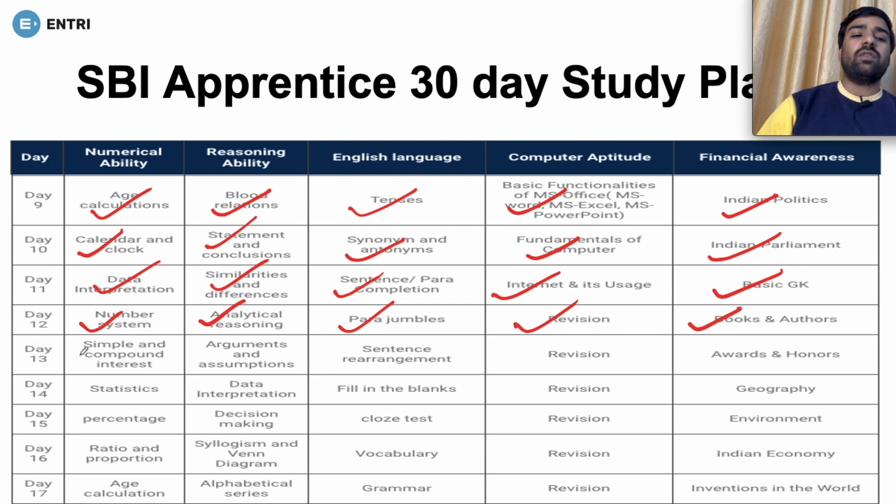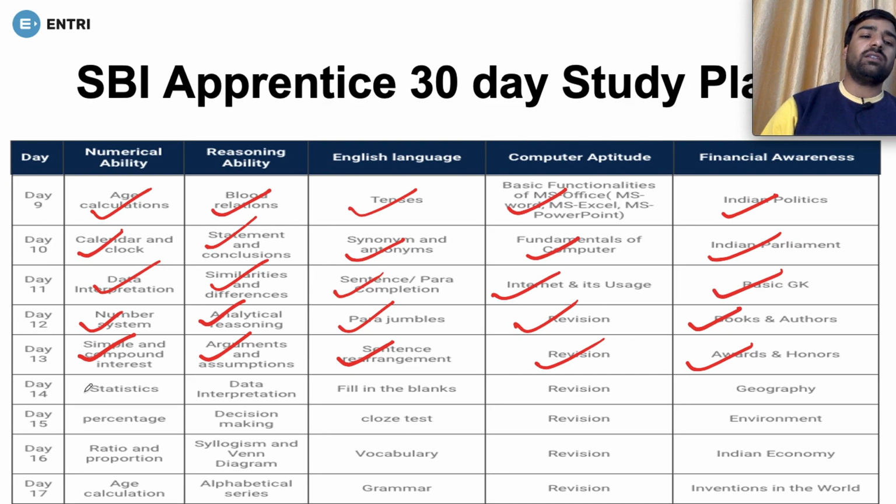On day 13, go with simple and compound interest from the numerical ability part. From the reasoning ability part, go with arguments and assumptions. From the English language part, go with sentence rearrangement. And go for the revision part from the computer section. In the financial awareness section, go with awards and honors.